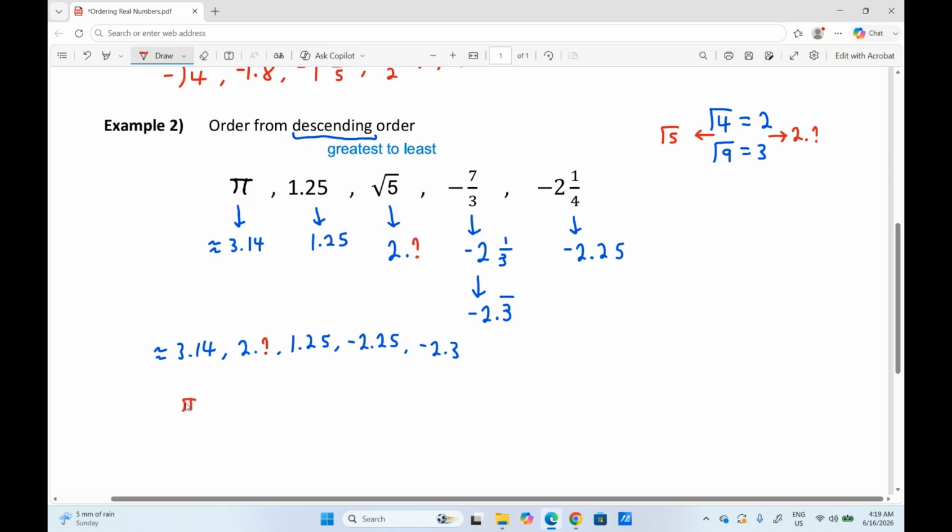If I were to reorder this and keep them in their original form, from greatest to least, it's going to be pi, followed by the square root of 5, followed by 1.25, followed by negative 2 1/4, and then negative 7/3.